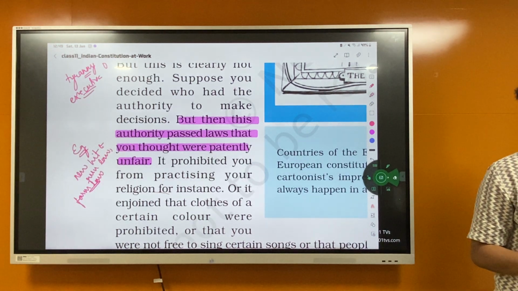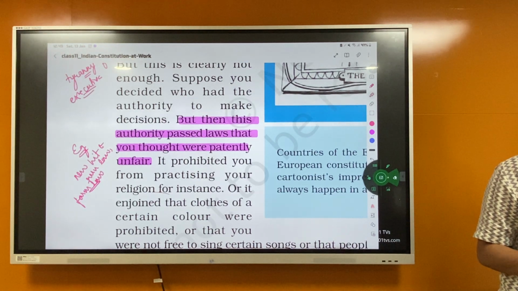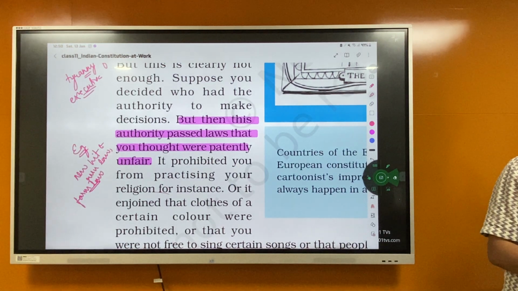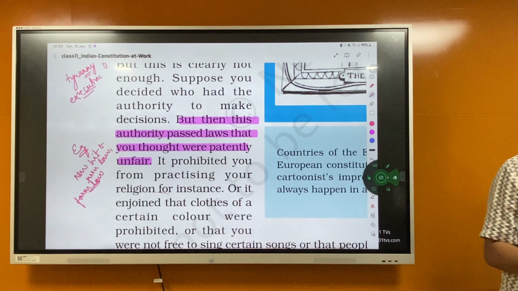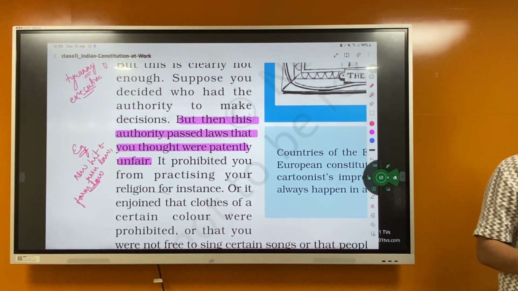Similarly, three or four years back, there was the farm laws protest. There were three laws which the government had brought in. After a long time of protest, they were repealed because the government was under pressure from the people: you cannot do this. So even the government can roll back its policies if they are not accepted by the majority of people. Okay.